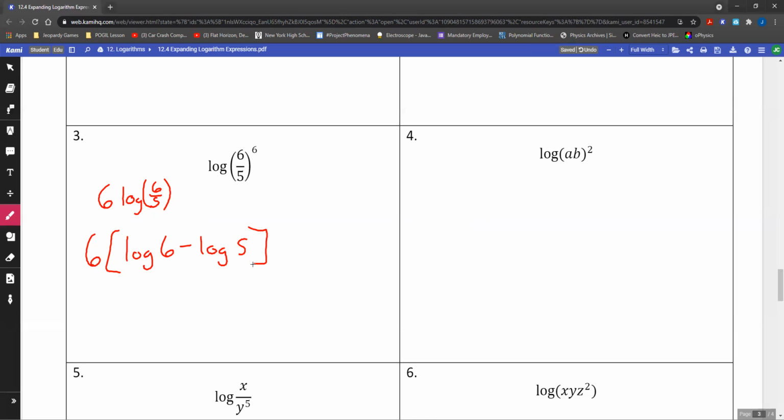Over here, same thing. I have that 2 exponent on both terms, so it's going to go out right from the beginning. So it's 2 log AB. I have multiplication between A and B, so that's going to be addition. And again, I put parentheses just to make sure that I remember that both terms are being multiplied by 2.